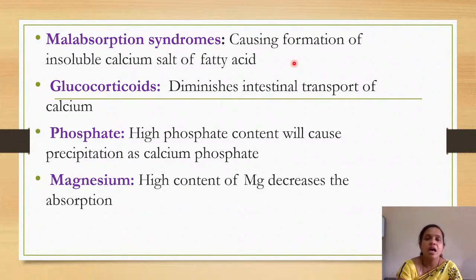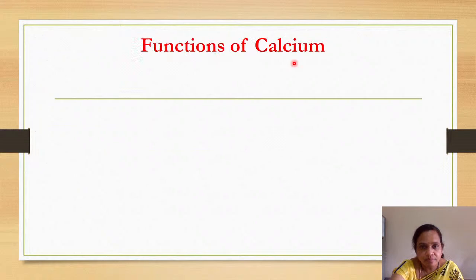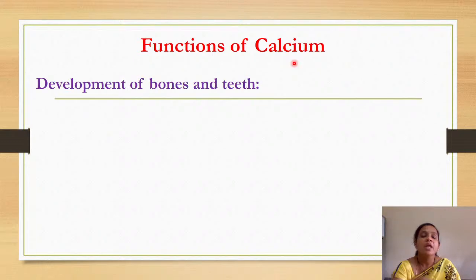Next is magnesium. A higher amount of magnesium in the diet decreases the absorption of calcium. Next, we'll see the functions of calcium. For us, you have to just learn what the functions of calcium are, because the most important is the development of bones and teeth.